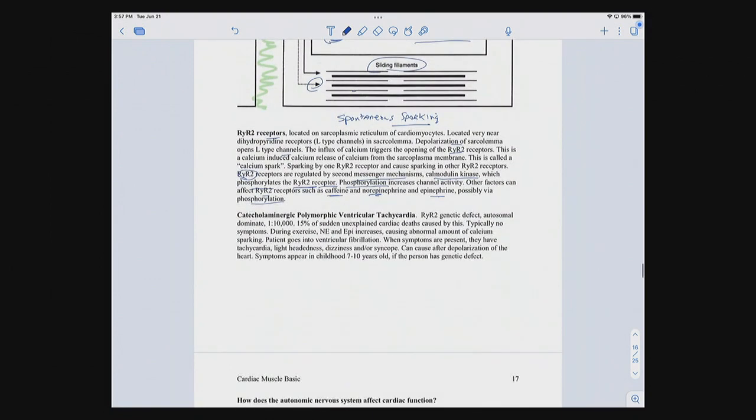Okay, so last point on this page that I want to mention is, again, this is kind of a clinical point. It's kind of cool.